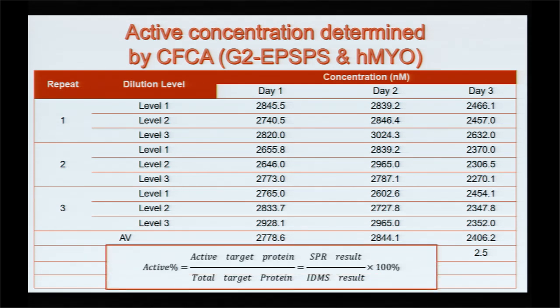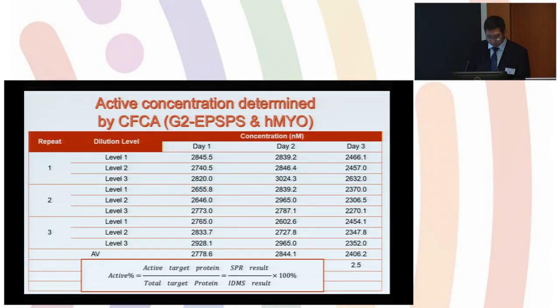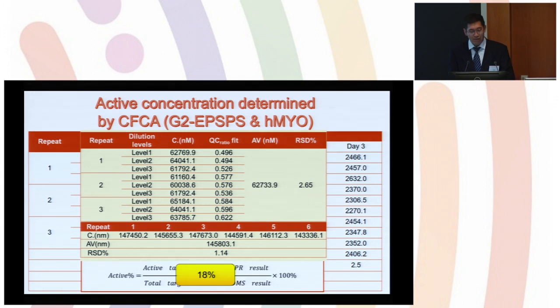Then, when we have the active concentration, we can compare this result with the protein amount obtained by IDMS technology. So we can calculate the active fraction. We have tried this technology for G2 EPSPS protein and for human myoglobin. For G2 EPSPS protein, the active fraction is about 18% for the given antibody. However, for the human myoglobin and the given antibody, the active fraction is about 43%.